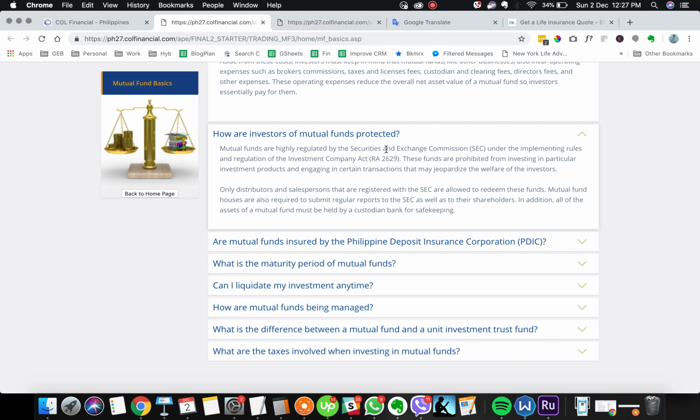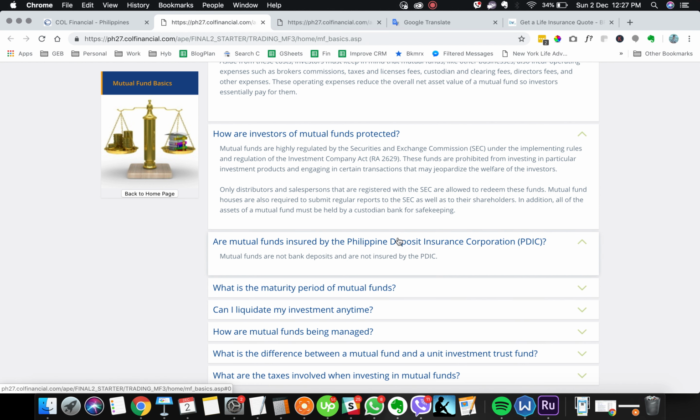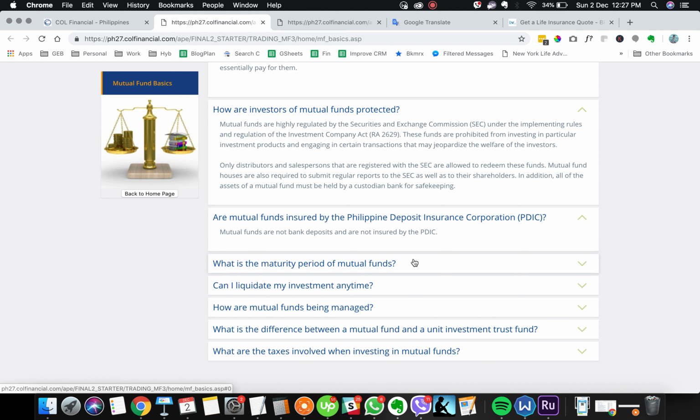How are investors in mutual funds protected? Under the SEC, every rule and every management has to report. Mutual funds are required to register with the SEC, and the money is placed in a custodian bank. Next is PDIC. We are not insured by an insurance company.